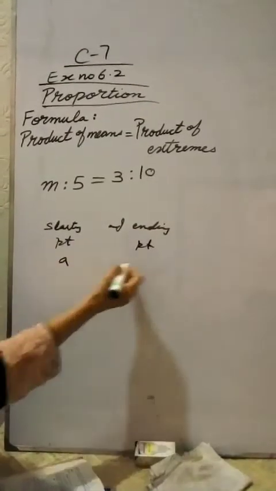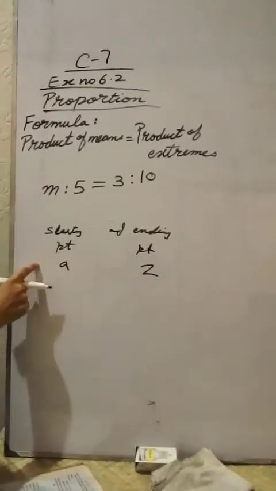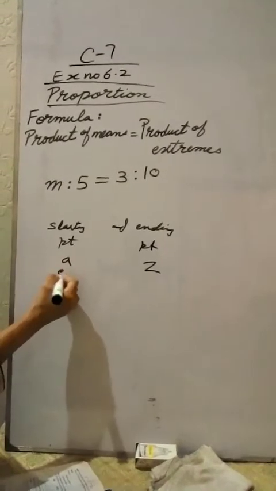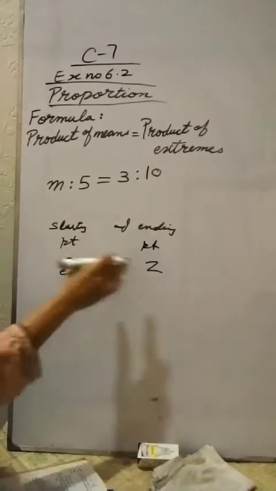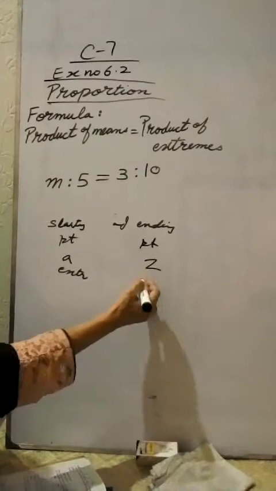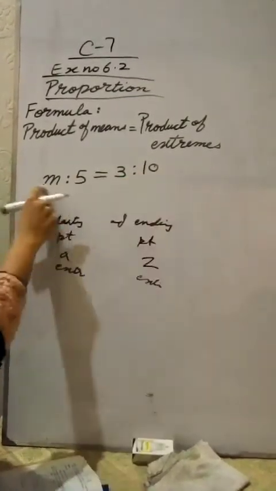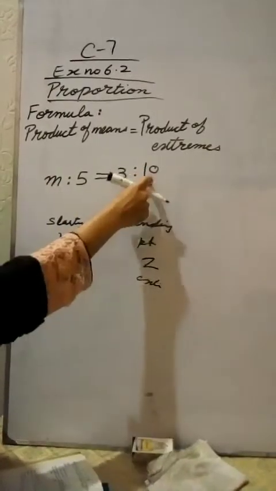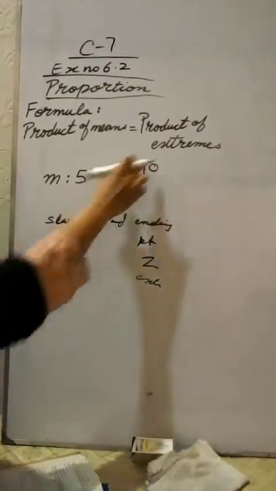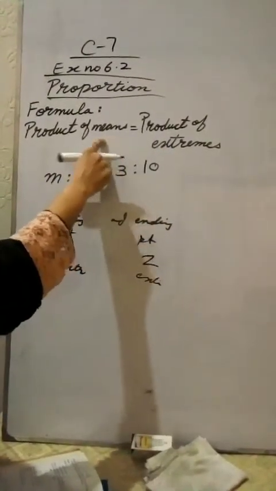Let's see, we have A to Z. Is there any alphabet before A? No. So this is the start of the extremes, and after Z there is no alphabet. So these are the extremes. It means starting and ending values are called extremes. And what about mean?